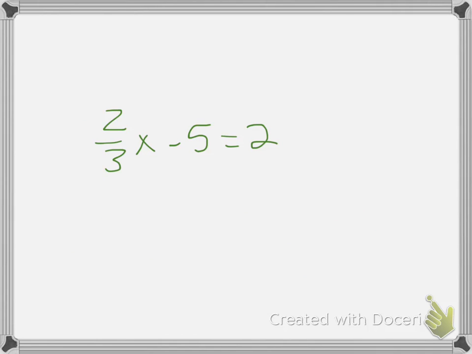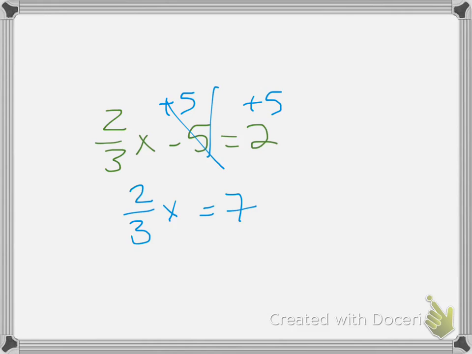Okay, got to get rid of the things not attached to x, so I got to get rid of this 5. So right now I'm subtracting 5, so I'm going to add 5. So I have 2/3 x is equal to 5 plus 2, which is 7. Okay, to get rid of a fraction, you need to multiply by the reciprocal. So I need to multiply by the opposite. So I'm going to multiply this by 3 over 2.